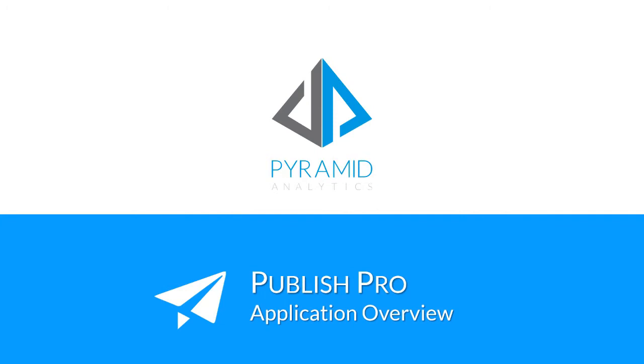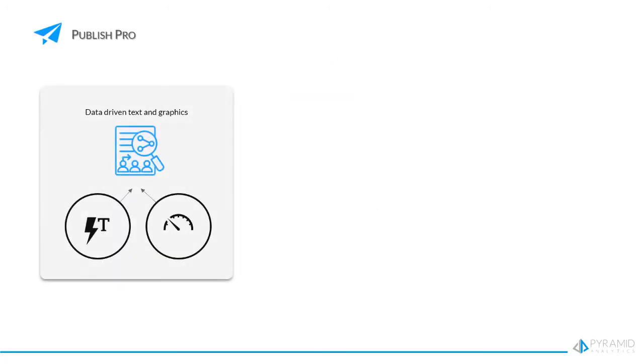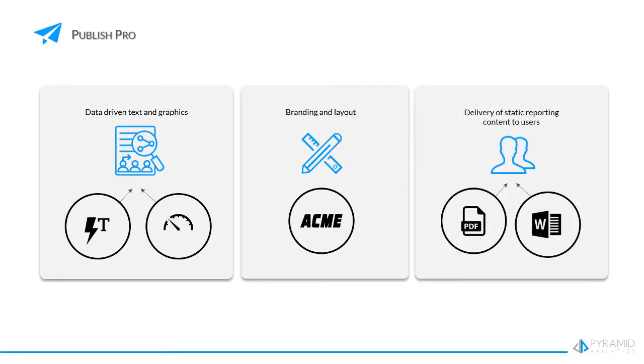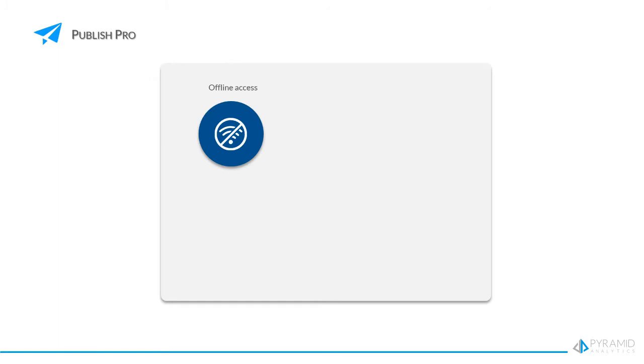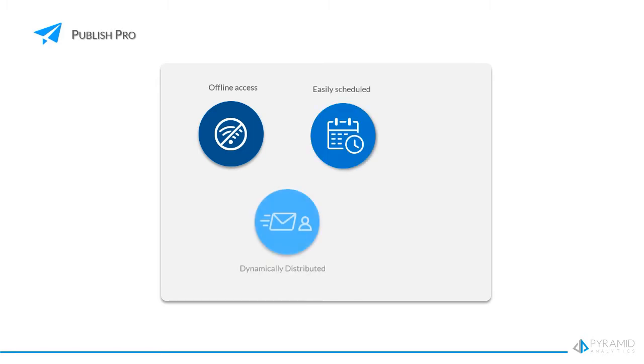Publish is where users can create templates of visualizations, data-driven text, and graphics with exact styling, branding, and layout to drive the delivery of static reporting content to users. Often referred to as enterprise reporting, Publish provides offline access to analytic content using the same building blocks used for live interactive analysis.